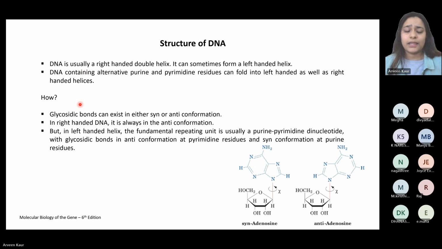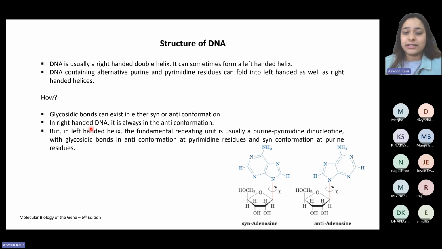For that, there are glycosidic bonds. What are these glycosidic bonds? These are the bonds present between the bases and the ribose sugars. These glycosidic bonds could be in two conformations. One is a syn conformation, wherein it will look like this. Once we talk about adenine, this is the adenosine, and this is how syn adenosine will look. The other form is anti-adenosine, and if it is present in the anti form, this is how it will look.